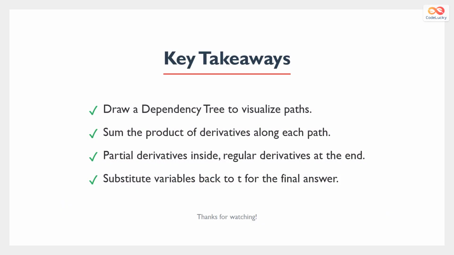To summarize, always draw a dependency tree to keep track of your variables. Sum up the paths from top to bottom. Remember to use partial derivatives for multivariable steps and regular derivatives for single variable steps. Finally, substitute back to a single variable for your final answer.